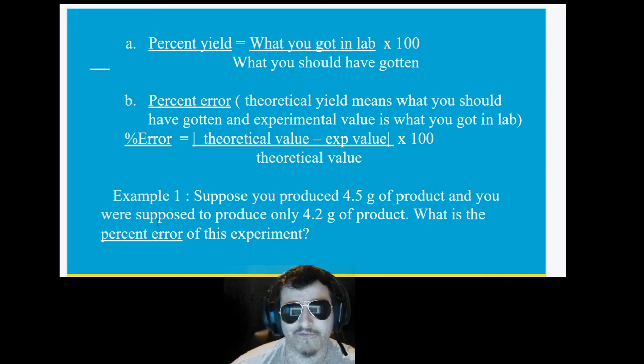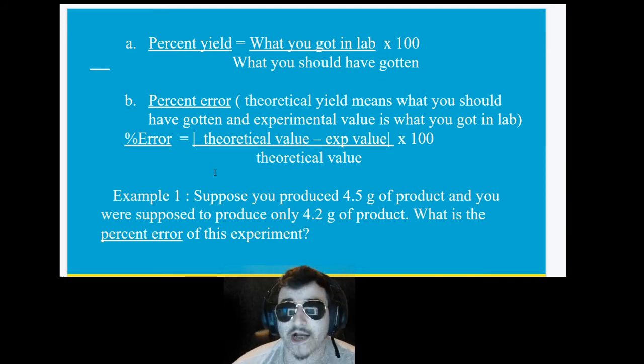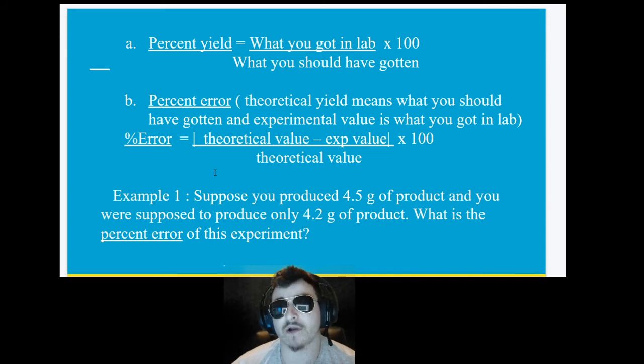So let's look at this example before we solve it on the board. Suppose you produce 4.5 grams of product and you were supposed to produce only 4.2 grams of product. What is the percent error of this experiment? The only way you can possibly mess this up is if you don't understand what a theoretical value is. Because if we look at this percent error equation, we have absolute value bars on the top part of the fraction, which means it doesn't actually matter what order we put the numerator of the fraction because it's always going to turn out to be positive.